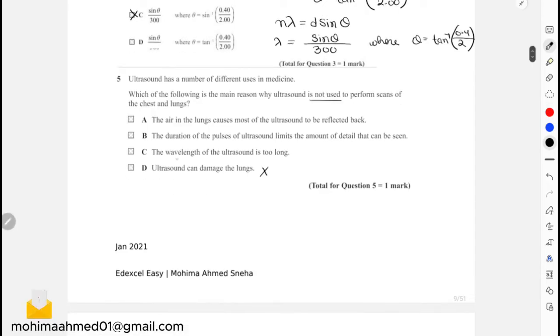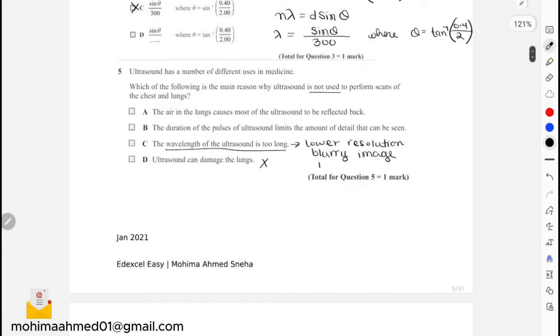So let me just write this down. If wavelength is too large, this indicates a lower resolution, blurry image. And a lower resolution blurry image is only the final result of higher diffraction. Larger wavelength means diffraction would occur inside the body, in between the tissues, which would cause this lower resolution or blurriness of the image. So this is all because of diffraction. Right, and if this was the case, then I would not be using ultrasound for all the other body part scanning. So this is again not the correct answer.